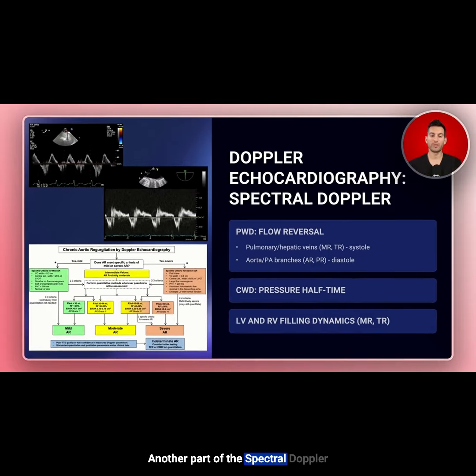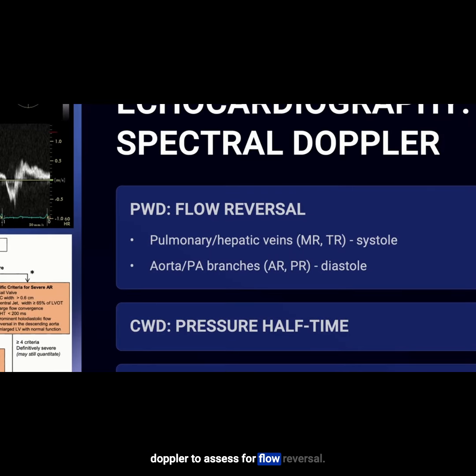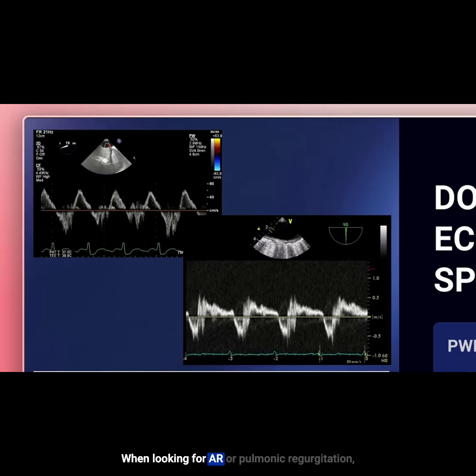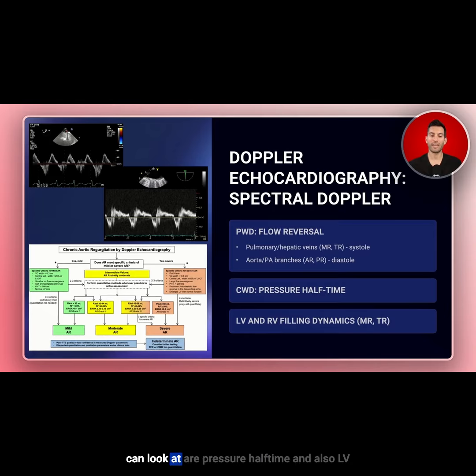Another part of the spectral Doppler assessment includes using pulse wave Doppler to assess for flow reversal. When we're assessing both MR and TR, we're going to look for flow reversal in either the pulmonary or hepatic veins during systole. When looking for AR or pulmonic regurgitation, look in the aorta or PA branches in diastole. Other components of the assessment that we can look at are pressure halftime and also LV and RV filling dynamics for volume overload.